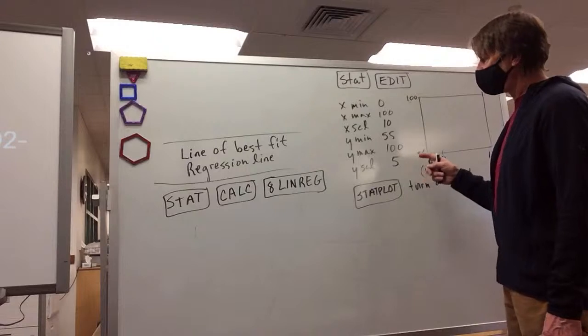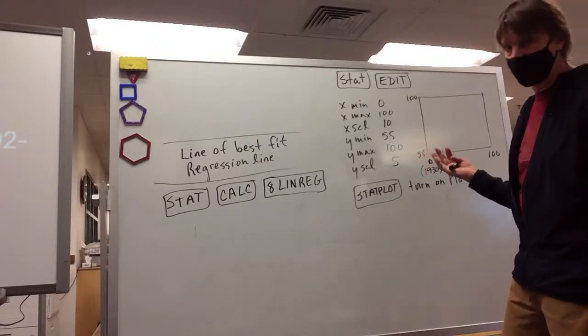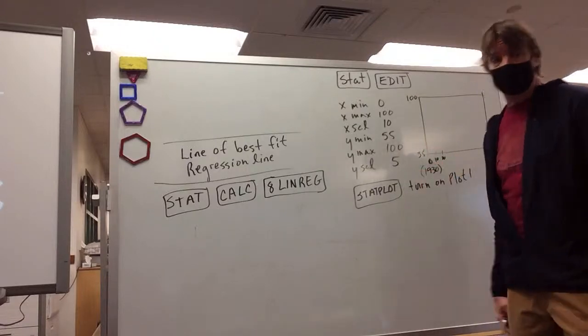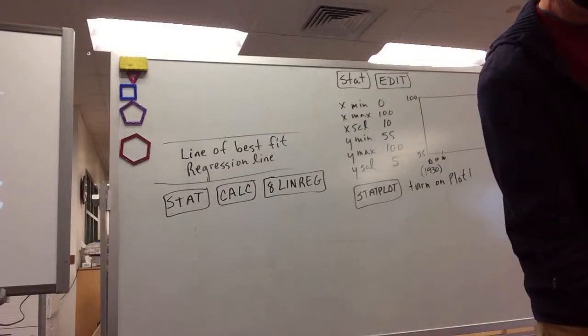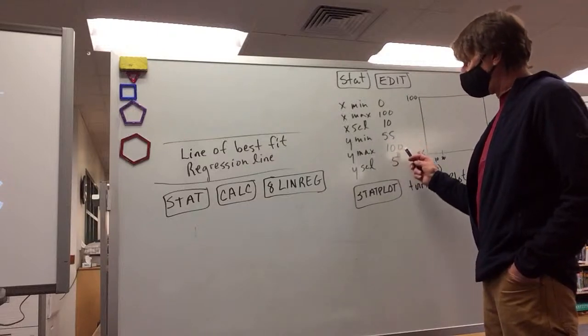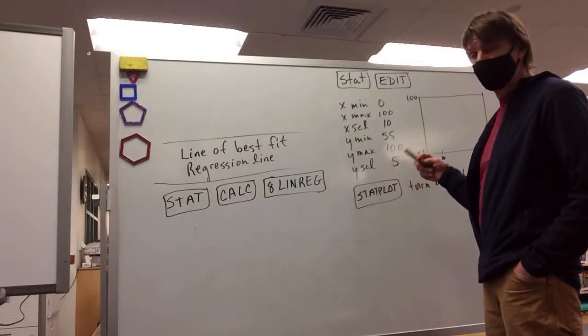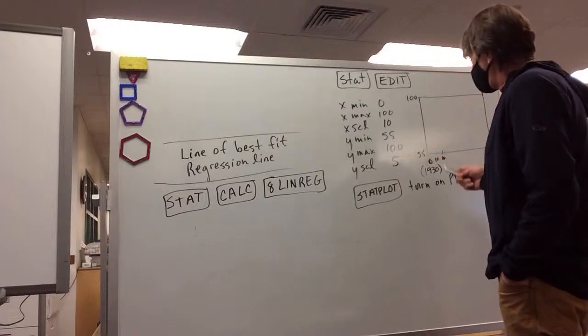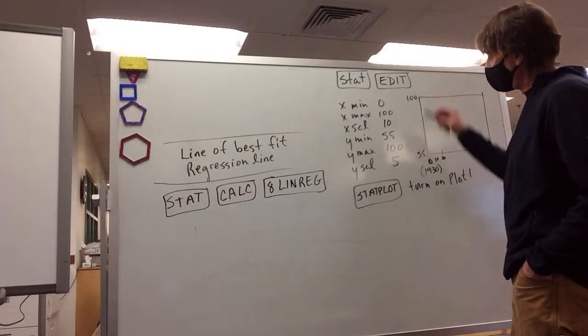Y minimum, start at 55, because the paper graph we started at 55 instead of 0 years. Life expectancy was never down at 0, or we'd never be here. So Y minimum 55, Y max is 100, and the Y scale is every 5 years for ease as we go up. So it's going to go 55 to 100.